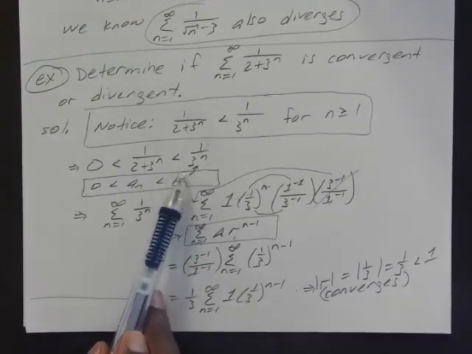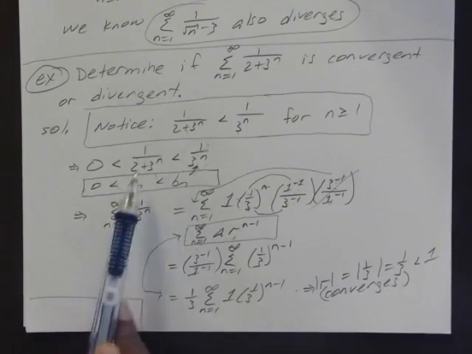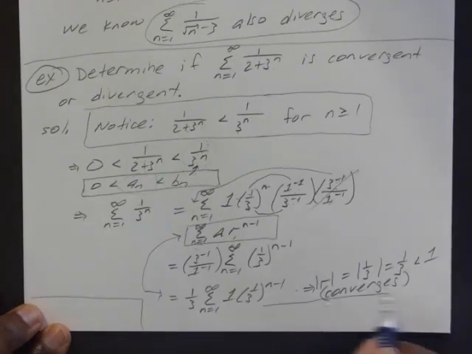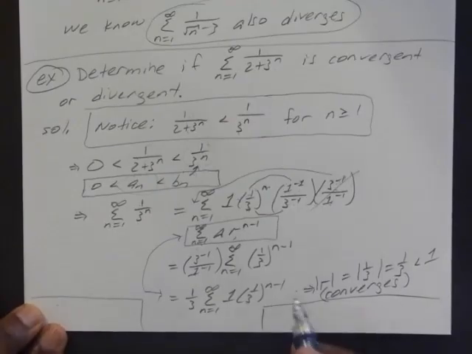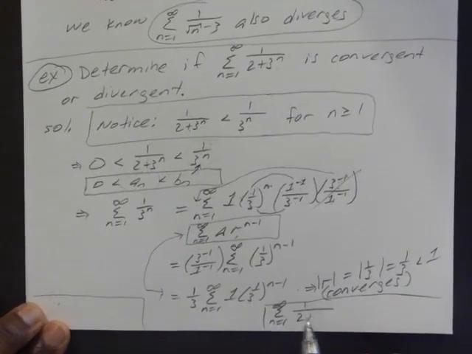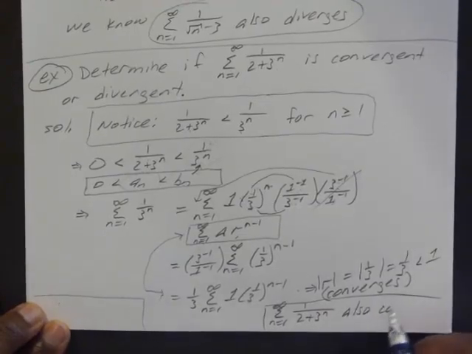So if your b sub n converges, then your a sub n also converges. So I'll put that down here instead of over there. So we have the sum from n equals 1 to infinity of 1 divided by 2 plus 3 to the power of n also converges.